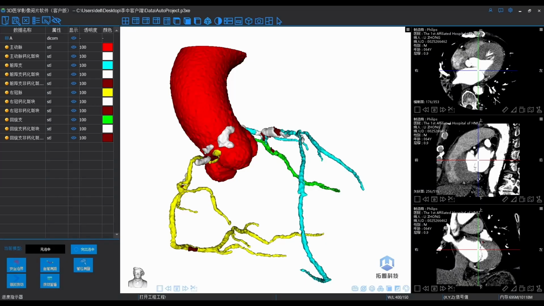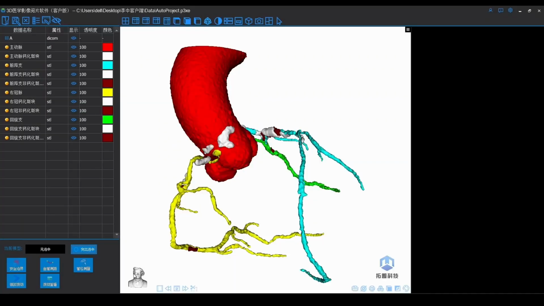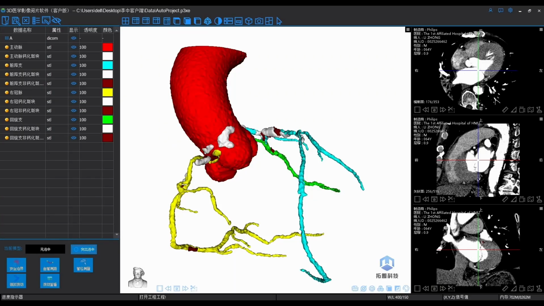Dr. Wang, please show us a 3D reconstruction. Okay. The live demo of the 3D reconstruction imaging. So really, we can see this is the whole system. Yes. The aorta is right. We could delete the aorta first.